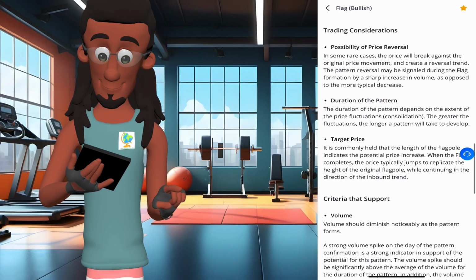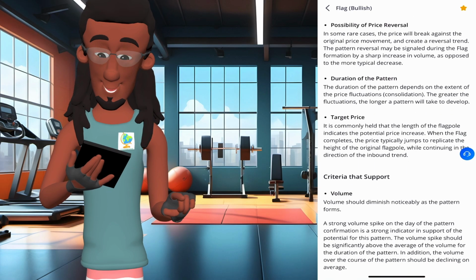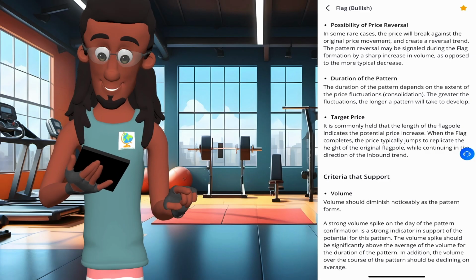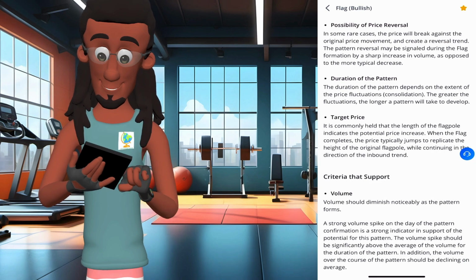Trading considerations. Possibility of price reversal. In some rare cases, the price will break against the original price movement and create a reversal trend. All right, so nothing is guaranteed till it happens in the market. So keep that in mind. None of these are the holy grail signals or indicators.